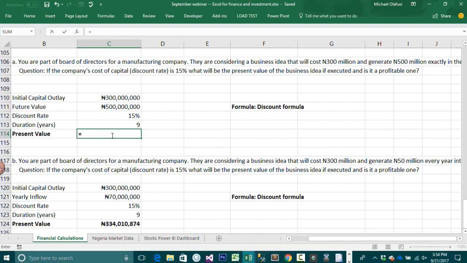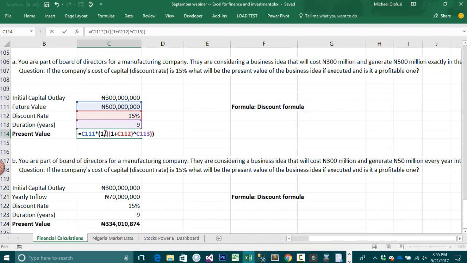So the formula is equal to the future value times 1 divided by, I'm using the very simplified way of writing it anyway, 1 divided by 1 plus the discount rate raised to the power of the period in the future, in this case 9 years in the future. And so I'm going to now close off this bracket and then close off this bracket.